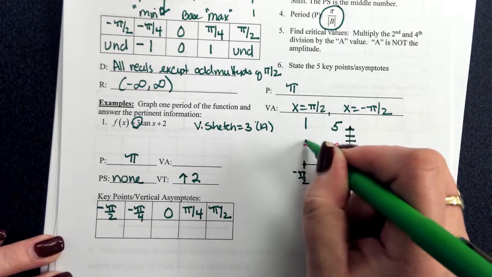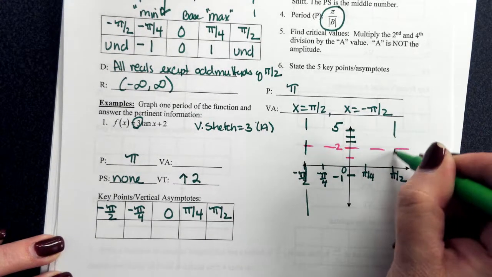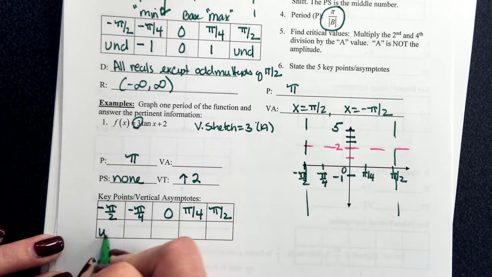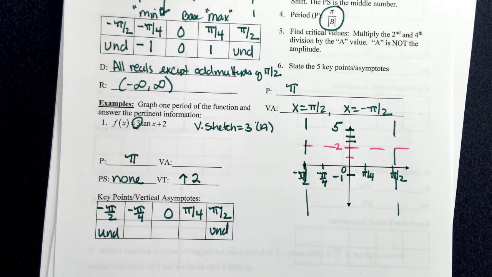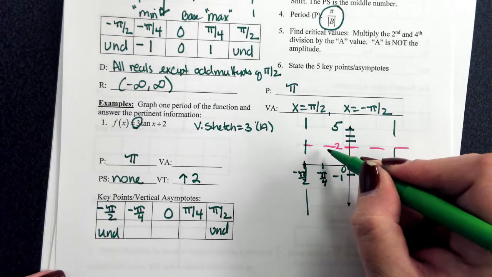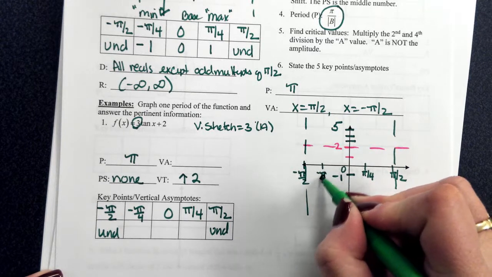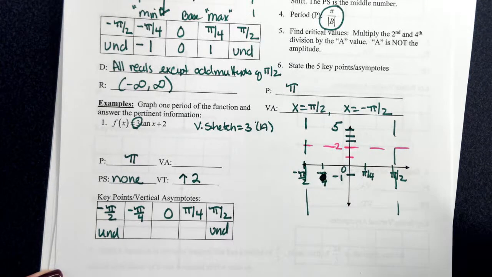Remember, I'm starting and ending with a vertical asymptote, because that's where tangent's going to be undefined. So now there is no reflection. My A value is 3. So what that means, at -pi/4, I'm going to be 3 units below the baseline, which will put me down here at -pi/4, -1.